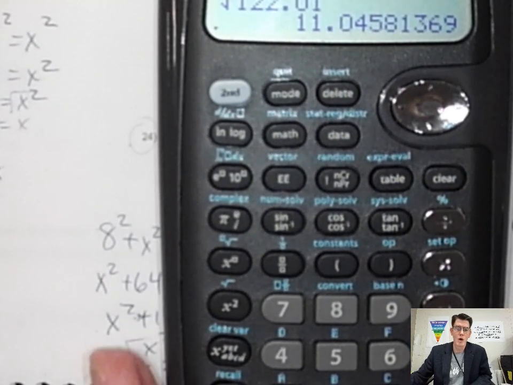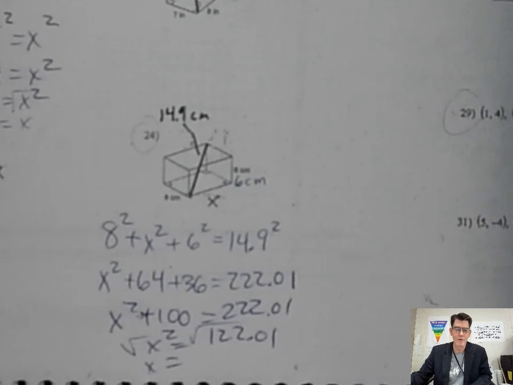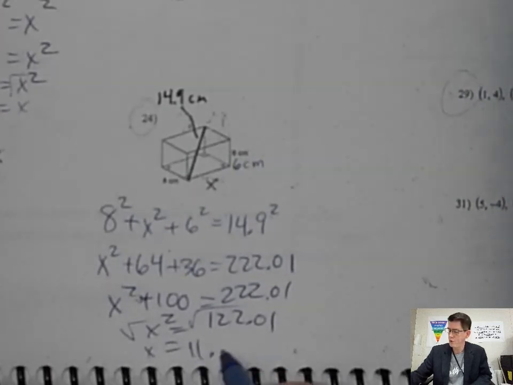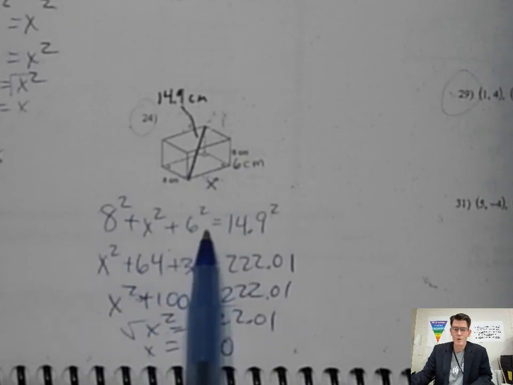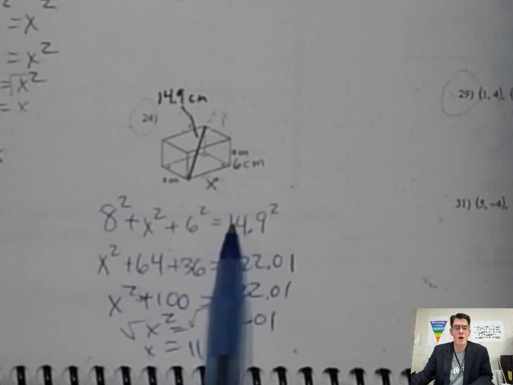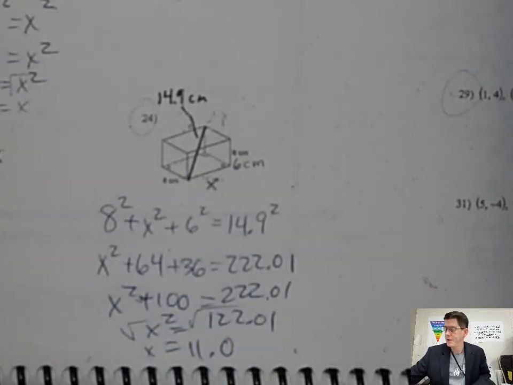So 11.0 if we round to the nearest tenth. 11.0. Kind of nice that it works out. Just the squared plus the squared plus the squared is the squared.